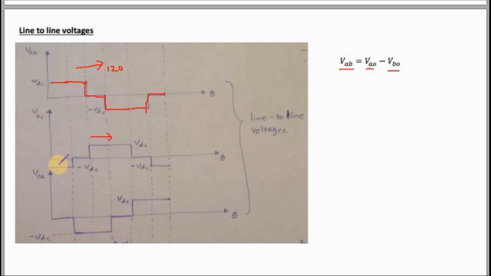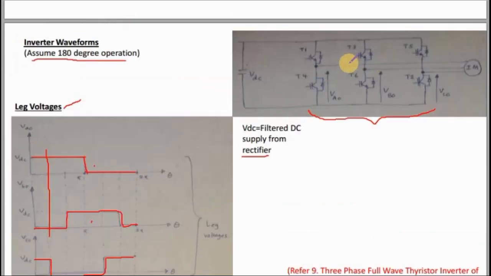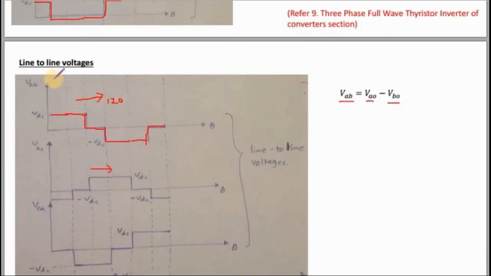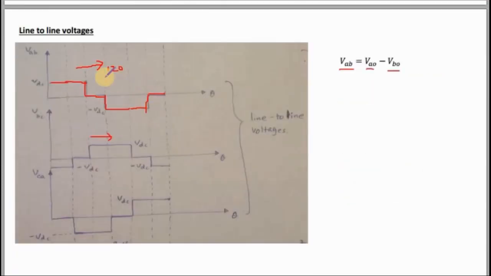But I encourage you to draw at least 2 graphs, then you shift whatever graph by 120 to the right and take the other one. Otherwise you may not be able to get the phase sequence, right? So that is how you derive line to line voltages from leg voltages.